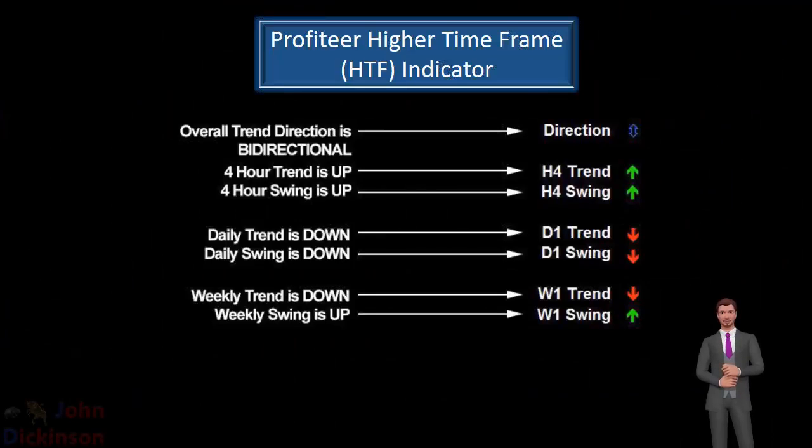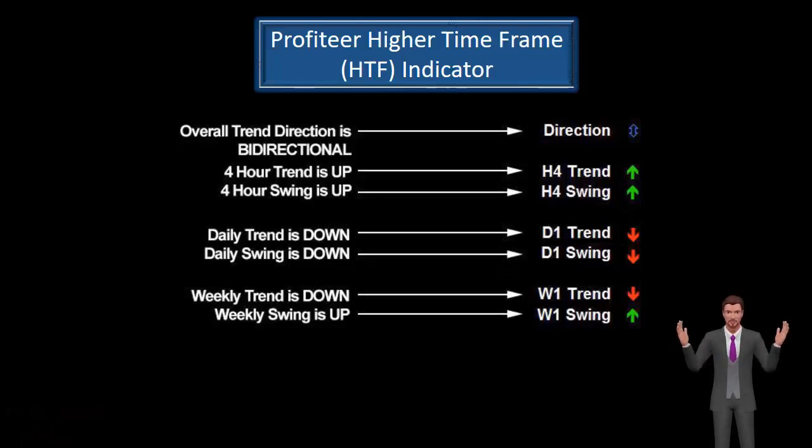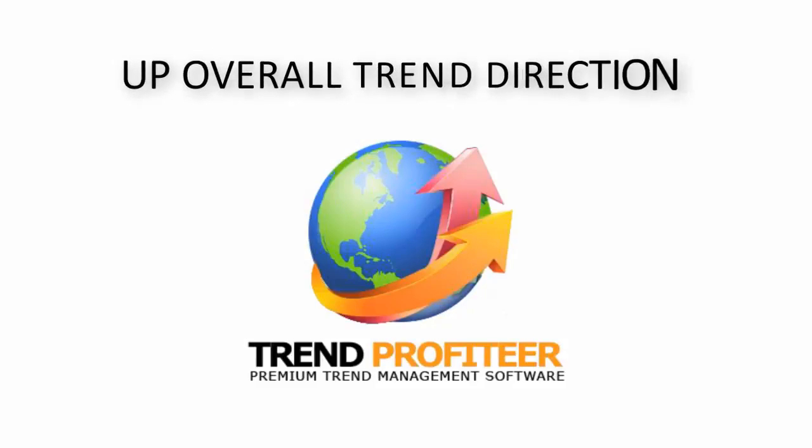If no more than 3 of the HTF directional indicators are in any one direction, a blue bidirectional arrow is displayed as the overall trend direction, suggesting that there is no dominant direction at the current time and only aggressive trades should be considered. Up overall trend direction.